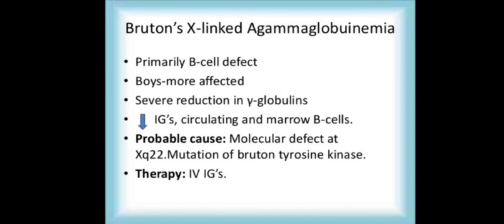Selective IgA deficiency is the most common type of primary immune deficiency disease. So the amount of immunoglobulin A will be drastically reduced.